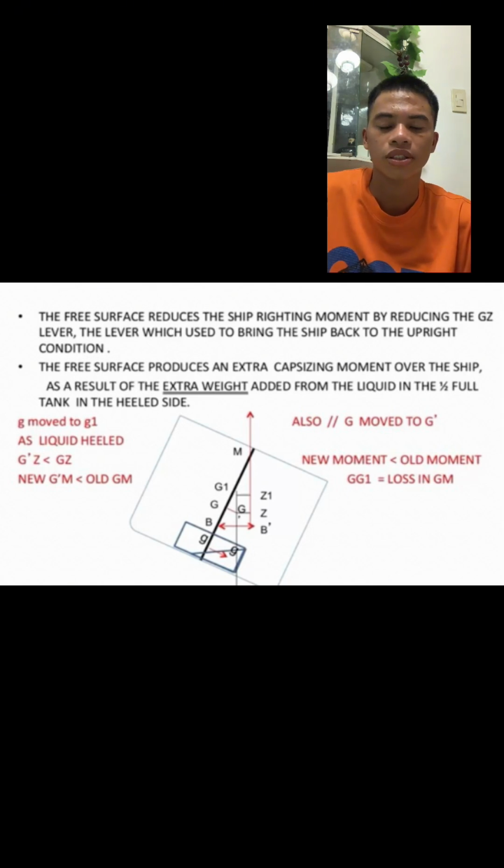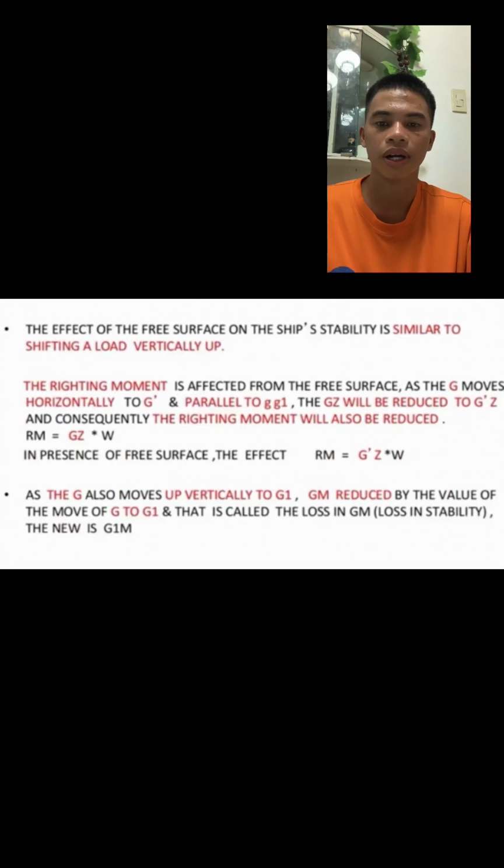GG1 equals new GM minus old GM. Also G moves to G1, new moment minus old moment, GG1 is the loss in GM. The effect of the free surface on the ship's stability is similar to shifting a load vertically up. The righting moment is affected by the free surface, the G moves horizontally in the reverse direction to GG1, and the GZ will reduce to G1Z1. You can see the righting lever will also reduce.